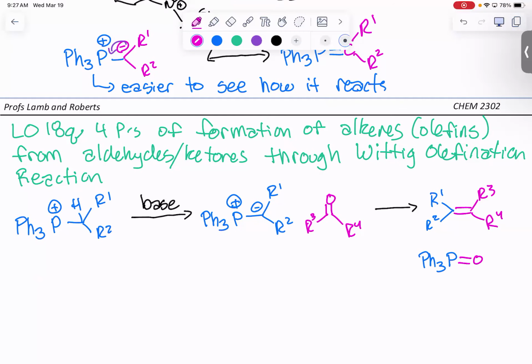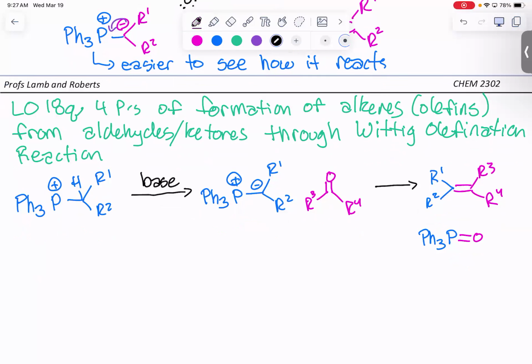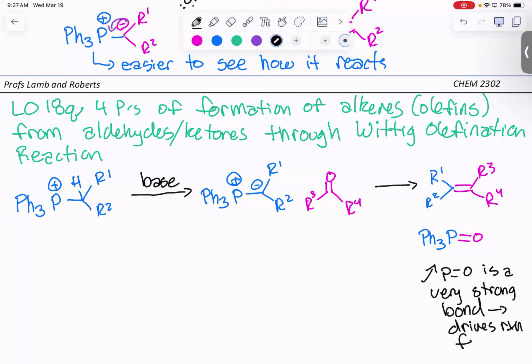So the driving force of this reaction is actually formation of that triphenyl phosphine oxide, right? So the P double bonded to O is a very strong bond, right? It's a double bond, and it is what drives this reaction forward. And that byproduct, from personal experience, is very hard to purify out of your reaction.